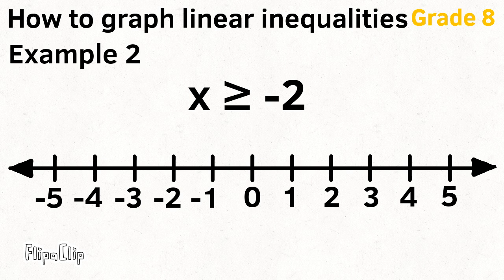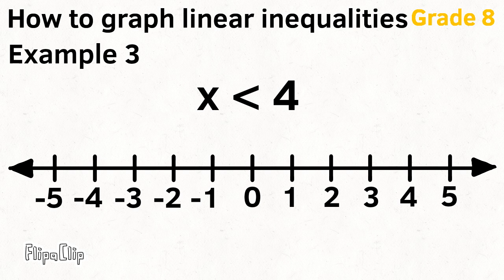So for our second example, we have x is greater than or equal to -2. First, we have to plot a dot where the constant is, which is -2. Since the greater than or equal to symbol is a non-strict inequality, we have to use a closed dot. Second, we have to plot a line. Since we are using the greater than or equal to symbol, the line points to the right.